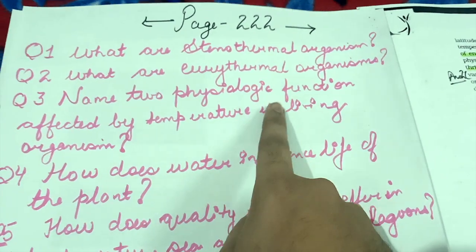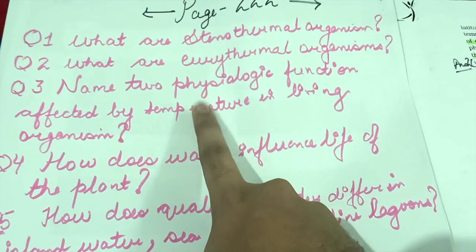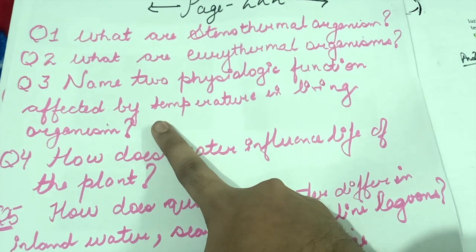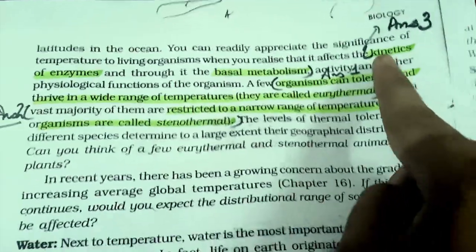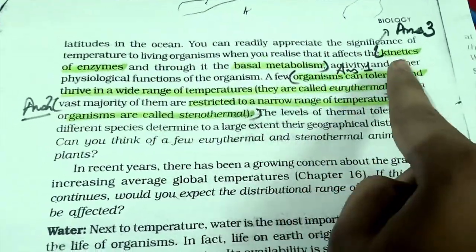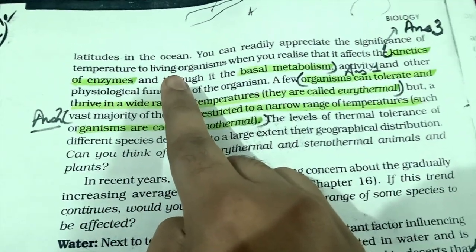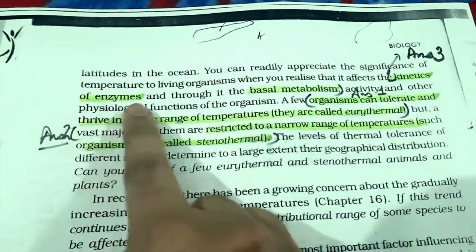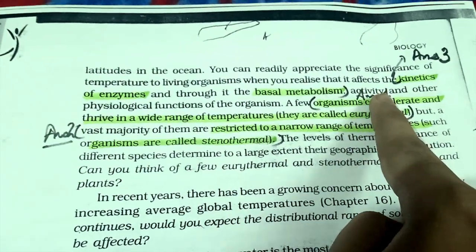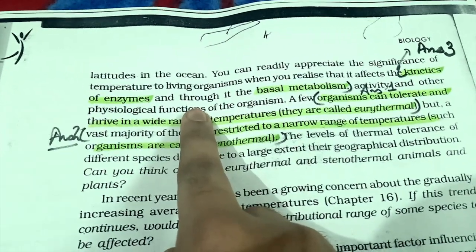Now, the third question which comes is, name two physiological functions affected by temperature in living organisms. What are the two functions which can be affected by temperature in living organisms? The answer is given right in this line, that basal metabolism and kinetics of enzyme are two important functions that are affected by temperature. So you can read this line: kinetics of enzyme and basal metabolism activity are the physiological functions of living beings that are affected by temperature.